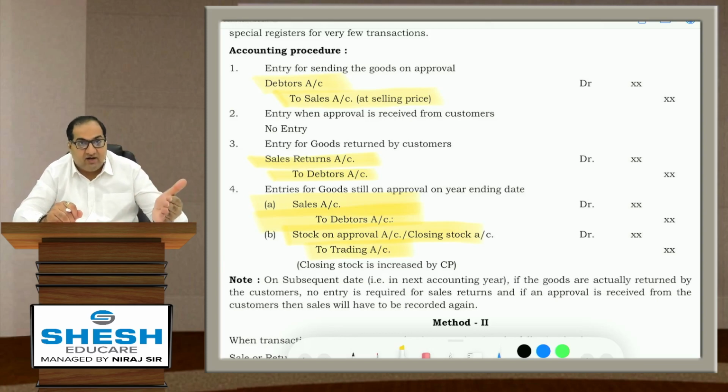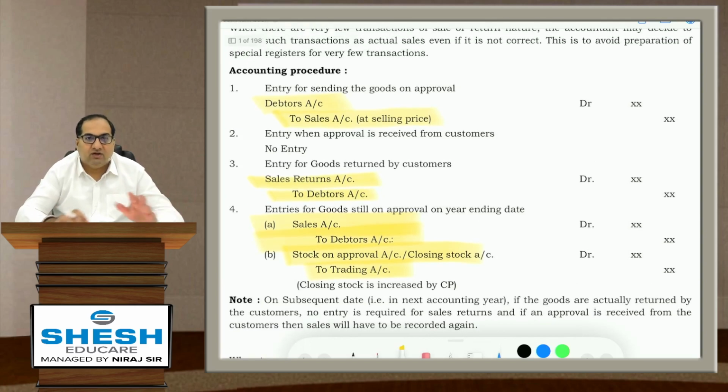But in the second year, the subsequent year, if he approves the goods, I will have to pass the entry for sales account. That is debtors account debit to sales. Check. Let's quickly repeat. On the day of dispatch, we assume it to be a credit sale. We pass the entry debtors account debit to sales. If the customer rejects the goods, returns the goods, we pass the entry sales return account debit to debtors. The time period is not over; the accounting year is over, but the period of approval is not over.